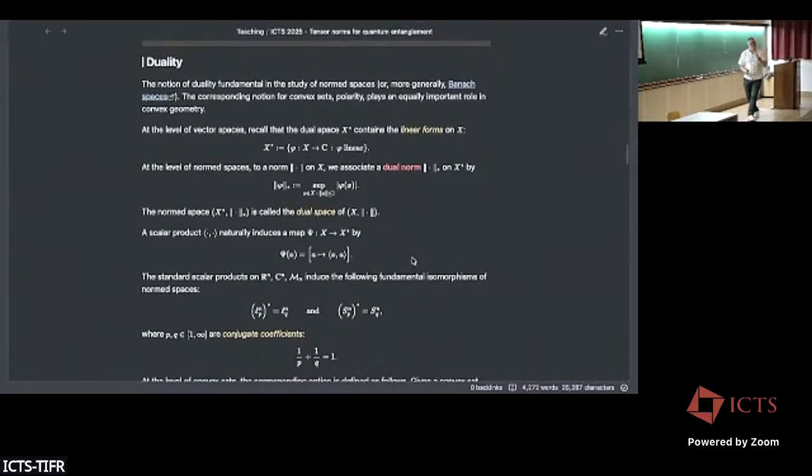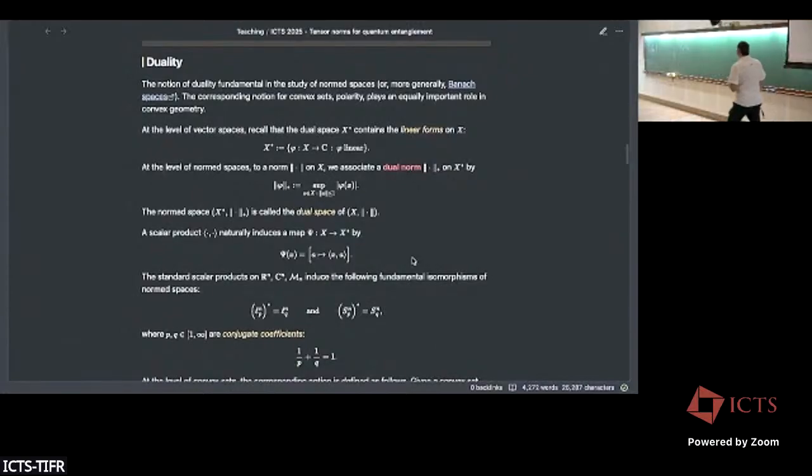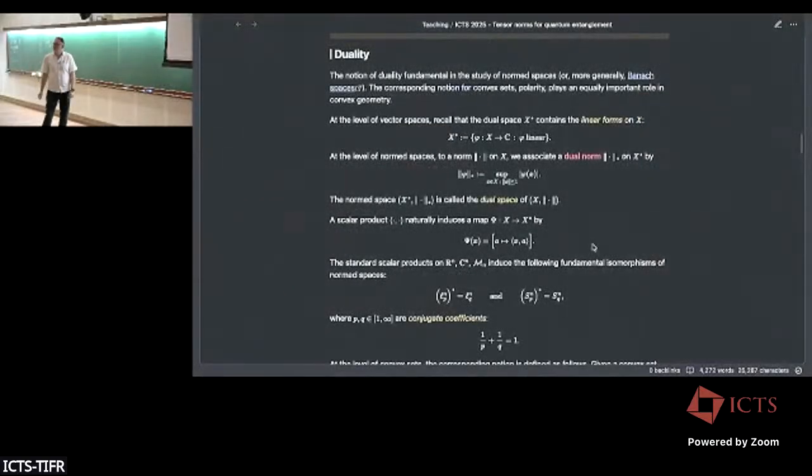Now duality is something which is very important in tensor norms, but also in quantum information theory. So let's review this quickly. Maybe these are things which are not as familiar, so I can go a little bit slower. If you have a vector space, you have this notion of dual vector space, which is just the set of linear maps from your space to the complex numbers. If you are a physicist, think of the elements of a vector space as the kets, and the elements of the dual as the bras. That's kind of the point.